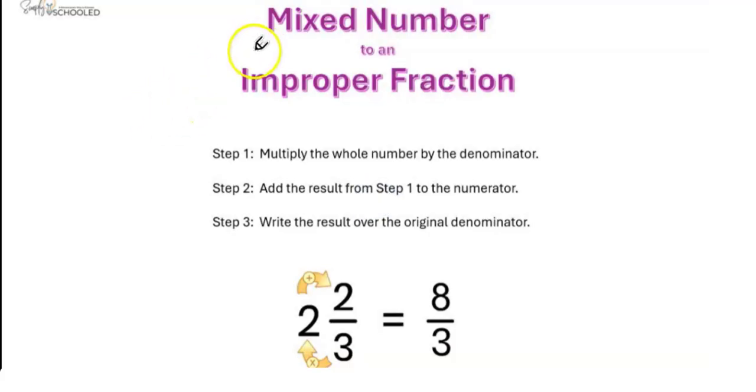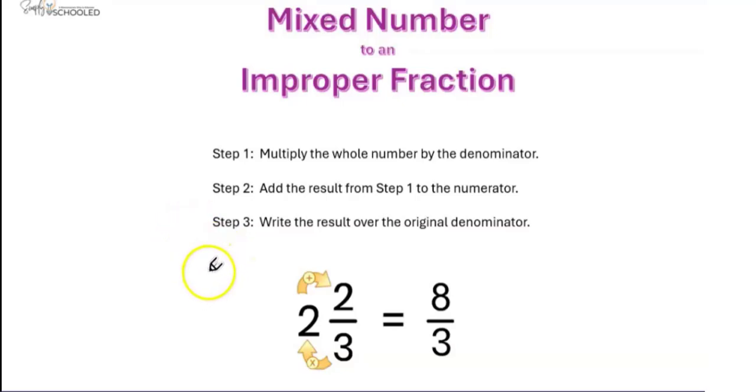In this video, we're changing a mixed number to an improper fraction. Here are the steps. Multiply the whole number by the denominator. Step 2, add the result from step 1 to the numerator. And step 3, write the result over the original denominator.